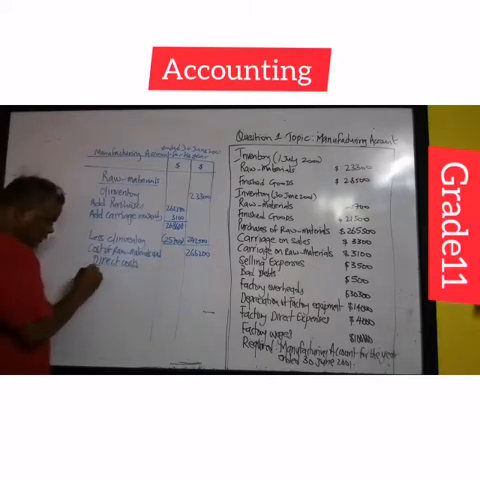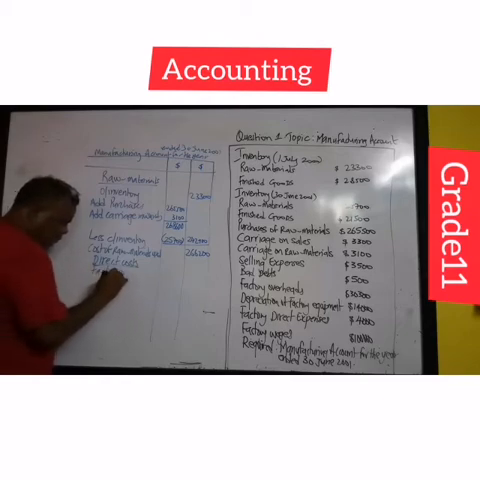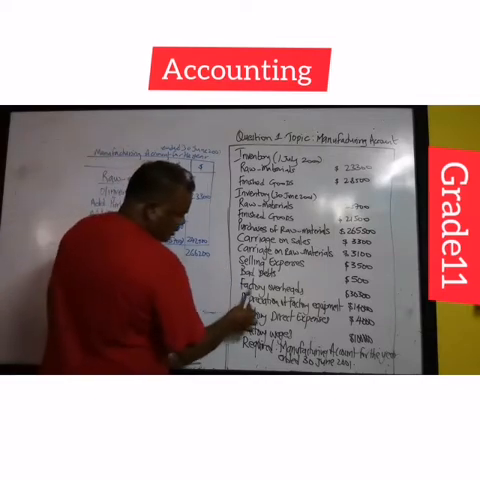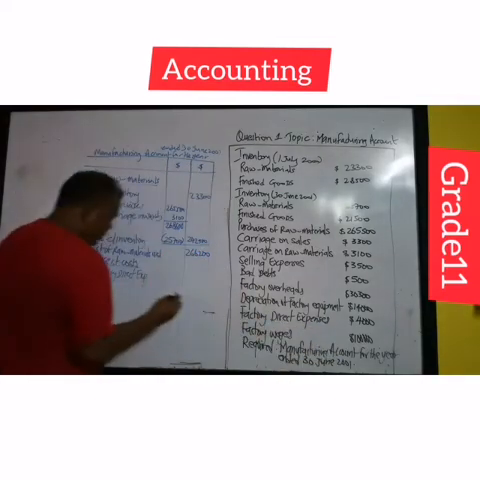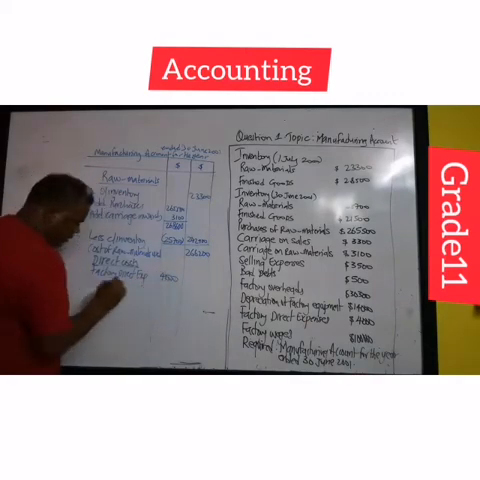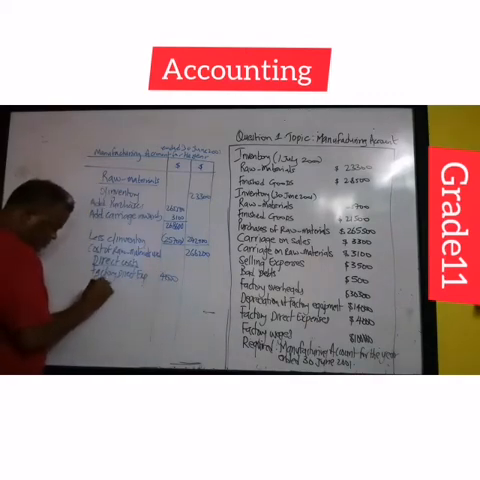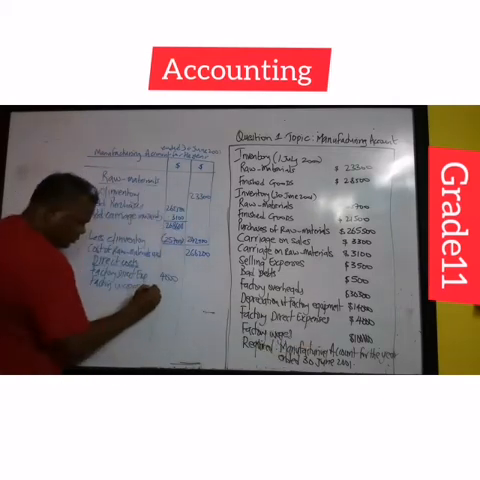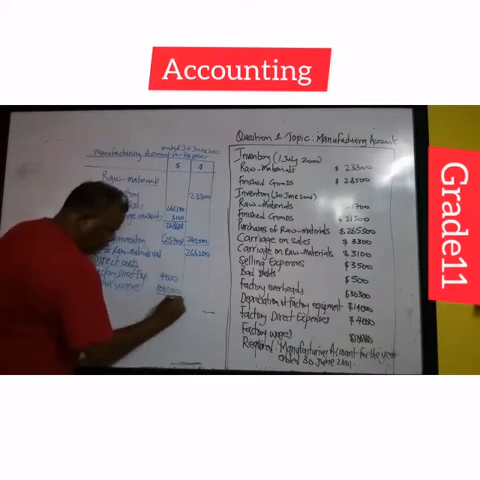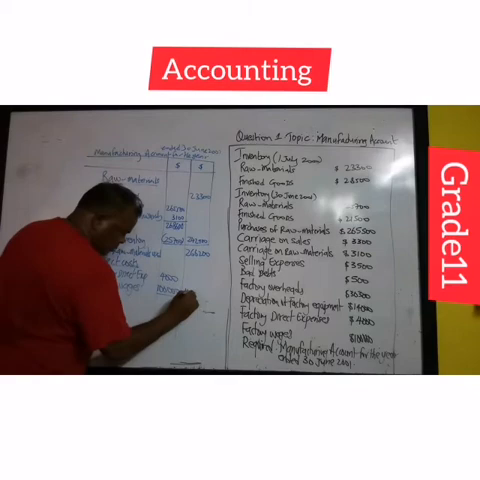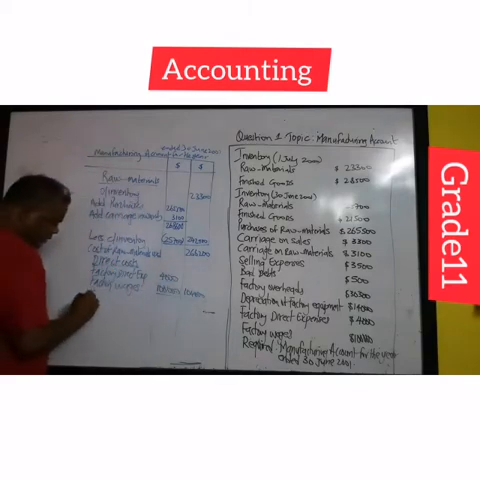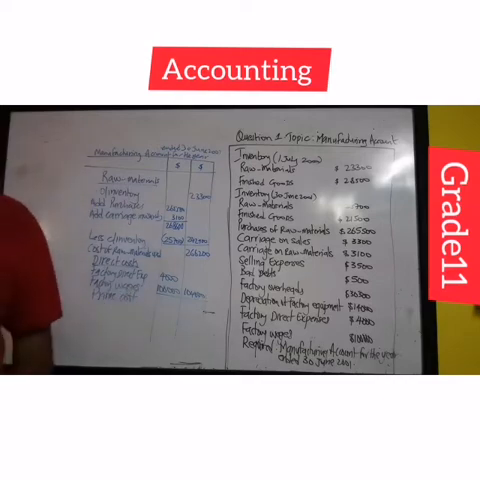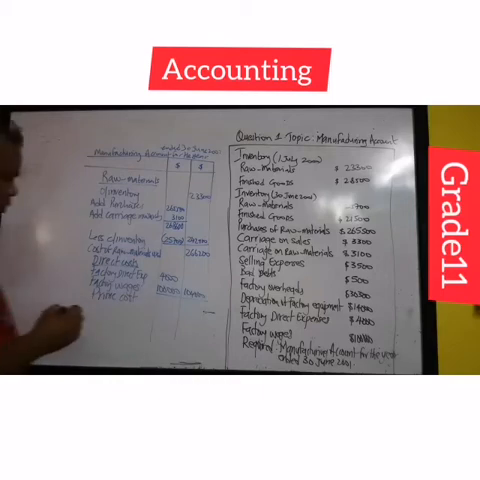Then we will have direct costs as title. In direct costs we have factory direct expenses, 4,000. And then we will have factory wages, 100,000. That gives us 104,000. And then we add, we will get prime cost of production. Prime cost will give us 370,200.